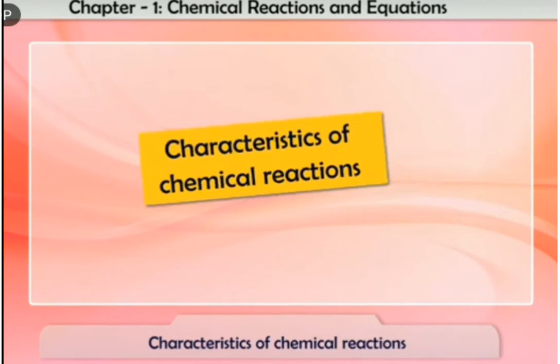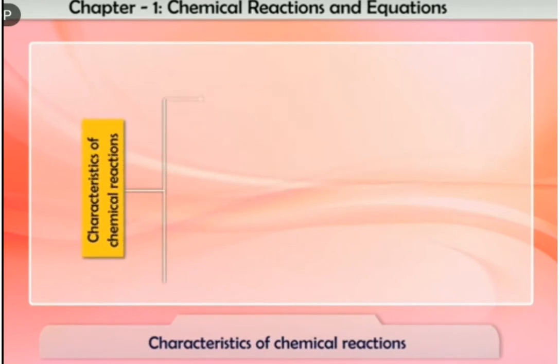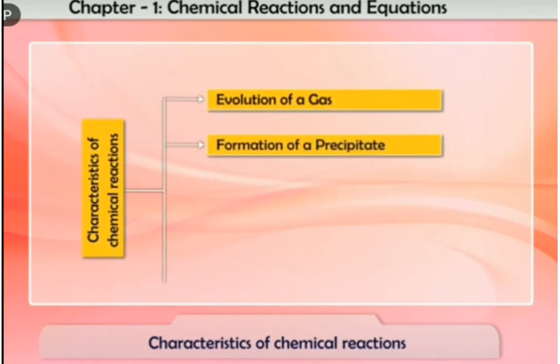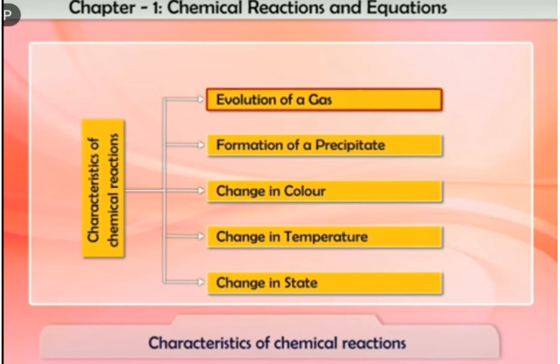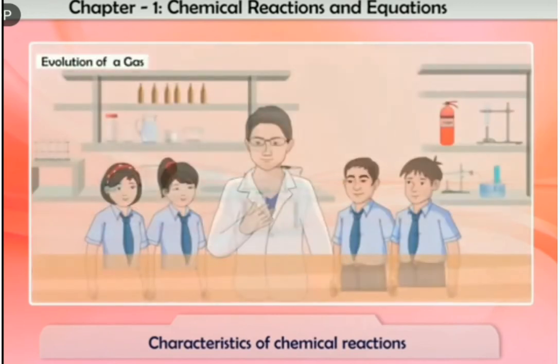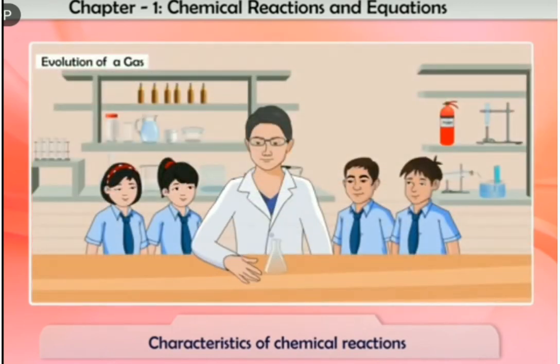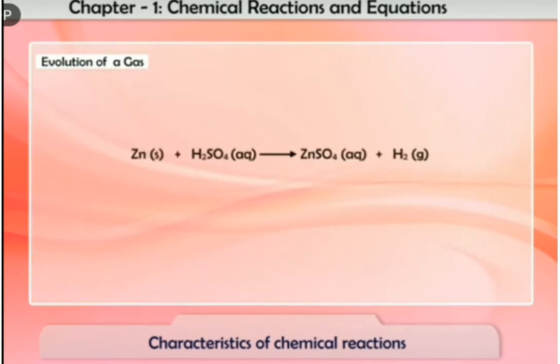Characteristics of chemical reactions: evolution of a gas, formation of a precipitate, change in color, change in temperature, and change in state. Let us discuss them one by one in detail. Evolution of a gas. We can characterize some chemical reactions by the evolution of a gas. Let us understand this with the help of a few examples.